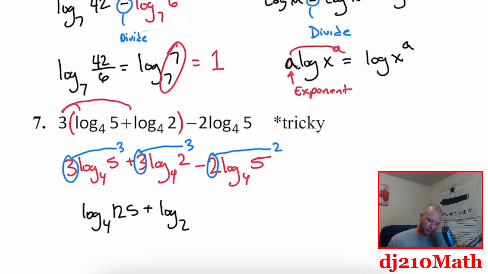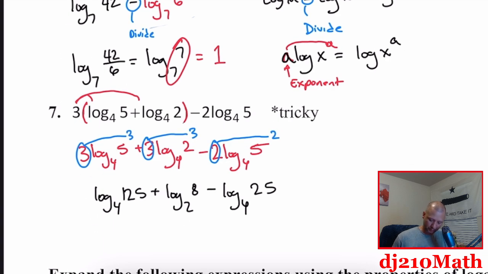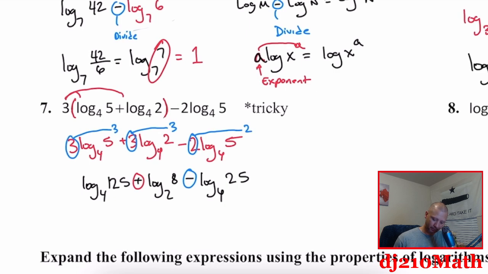Times 2 is 4, times 2 is 8, minus 5 times 5 is 25. Okay. We're going to multiply and then divide. So final answer, well, I don't know if it's the final answer, but the next answer, because we're going to condense it all down.